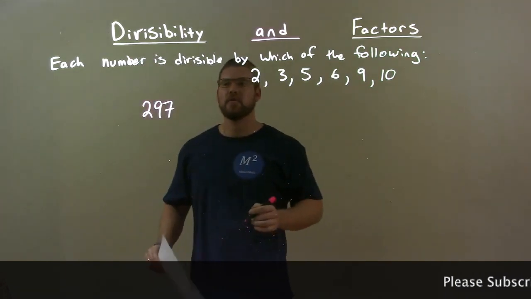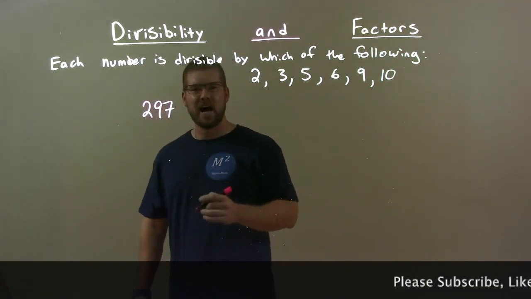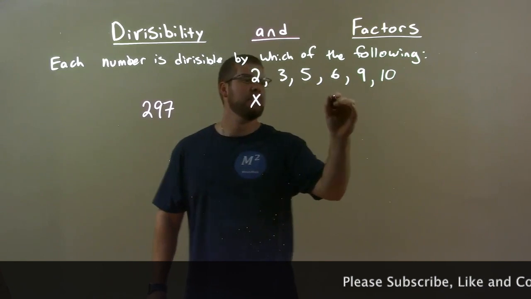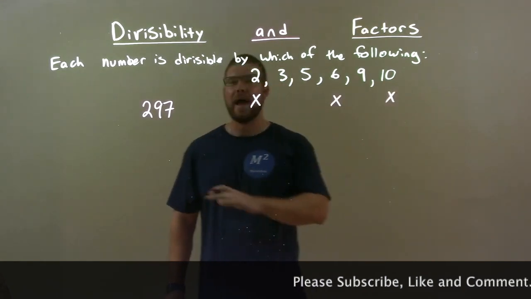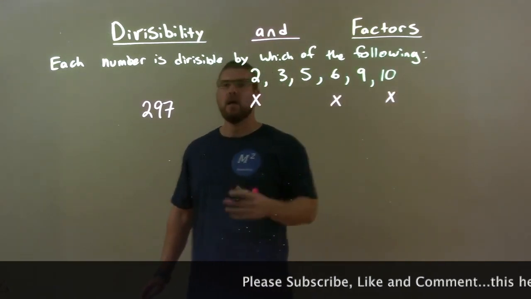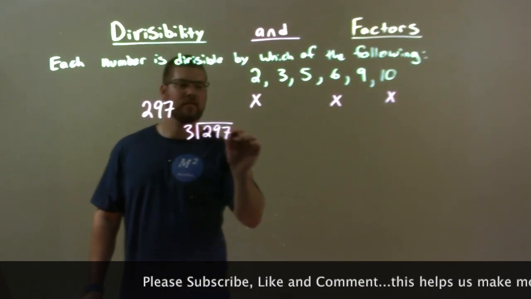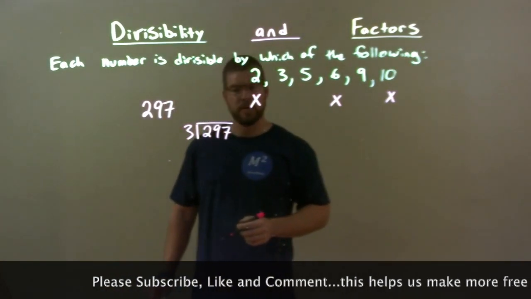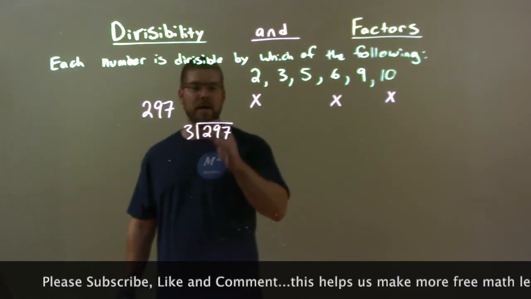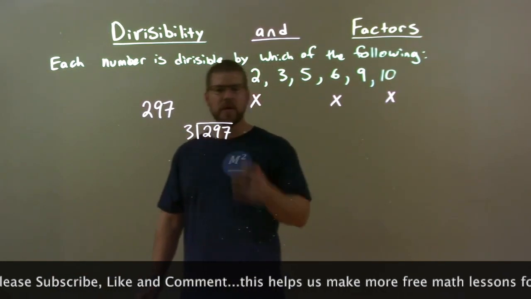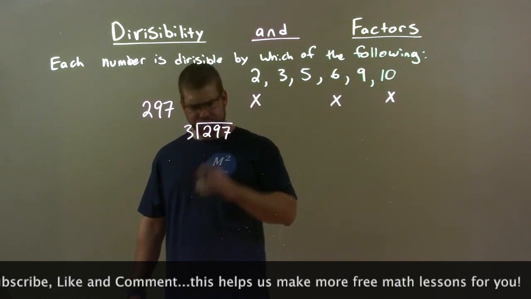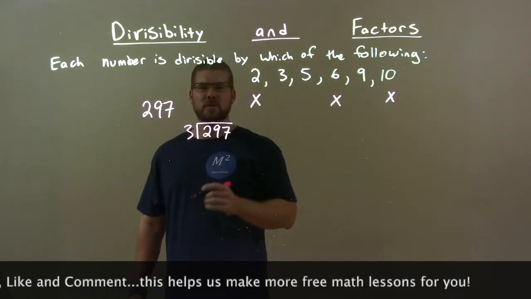297. First thing, this number is an odd number. All my even numbers are out. Okay? So now let's go check 3. Does 3 go into 297? Well, 3 does not go into 2 evenly, but 3 can go into 29. Okay? So 3 goes into 29.